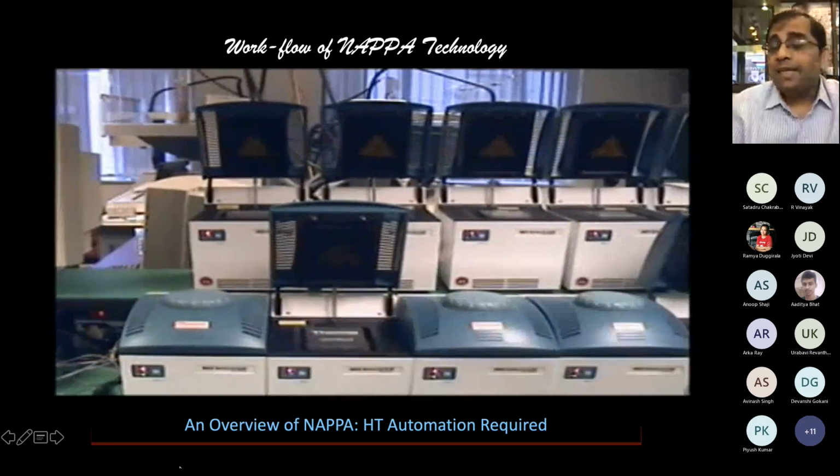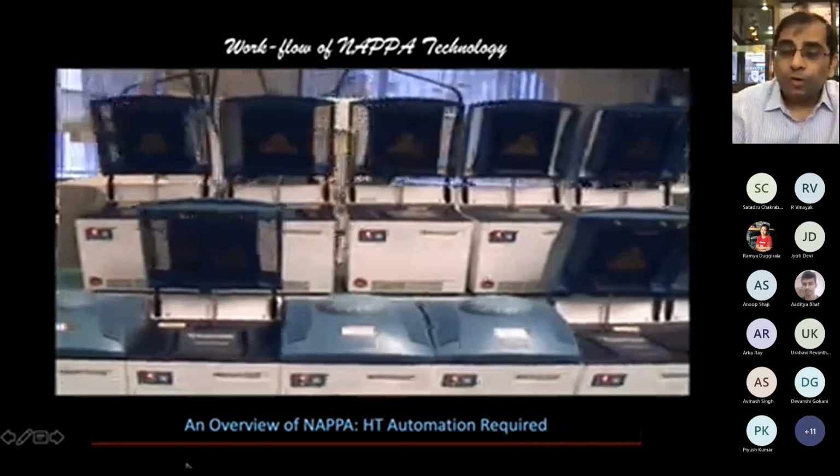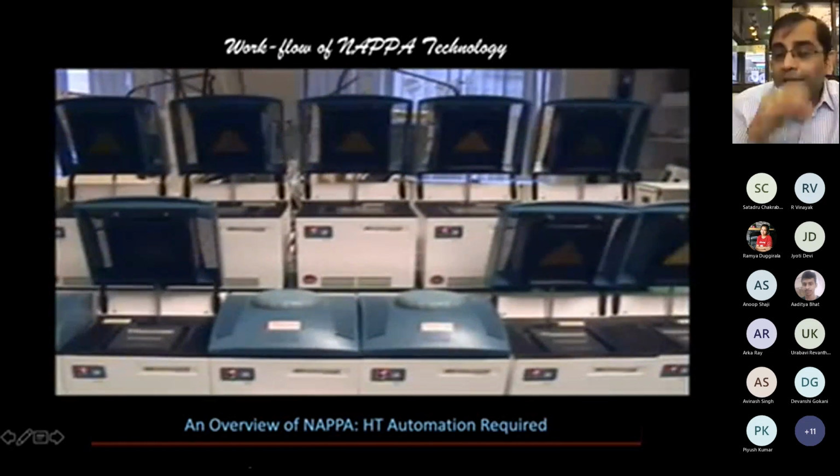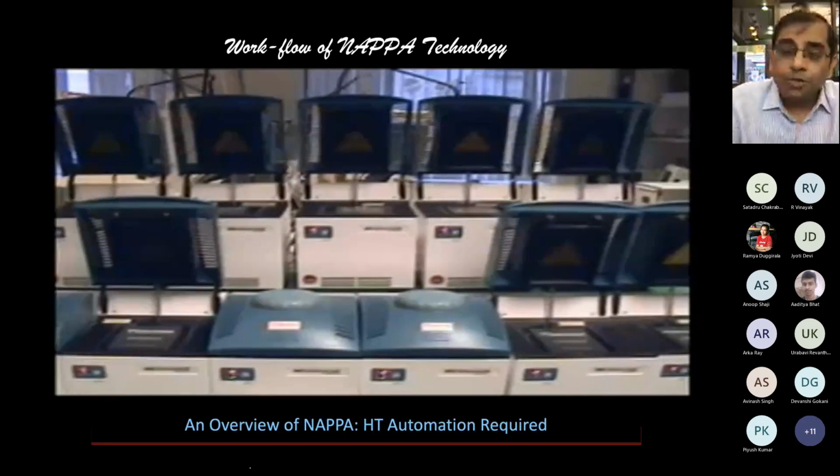So the scale is very different. And I'll try to give you a glimpse of it for you to appreciate that what we are talking about is very doable, which you do in the lab. But the scale is different and the thought process is different. You have to go beyond one tube process and think about things in 96 well plate format.